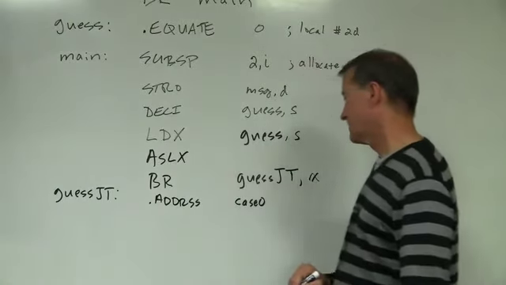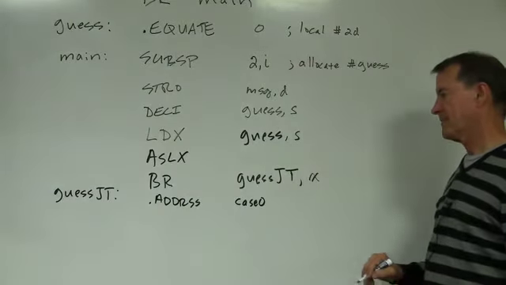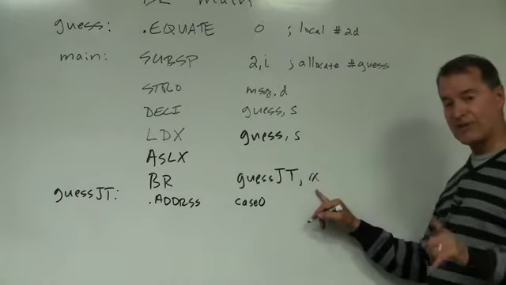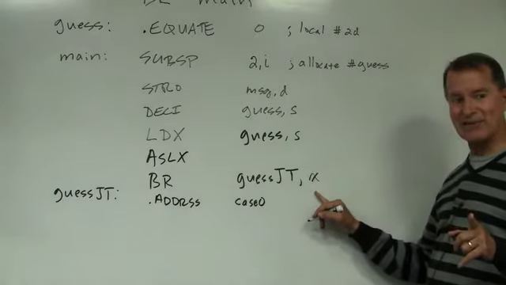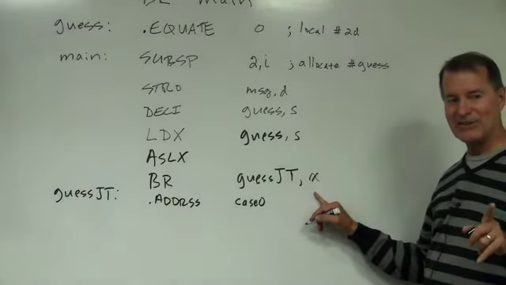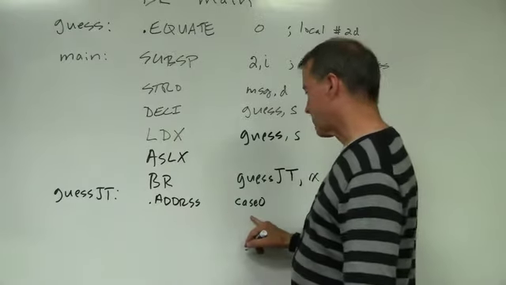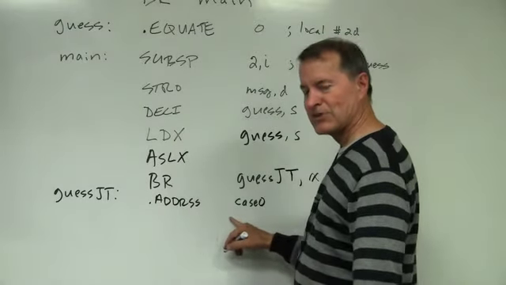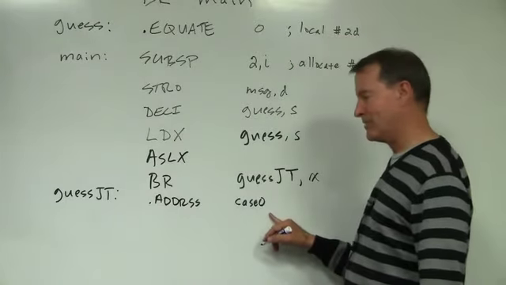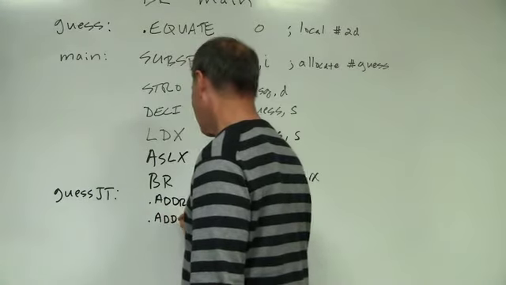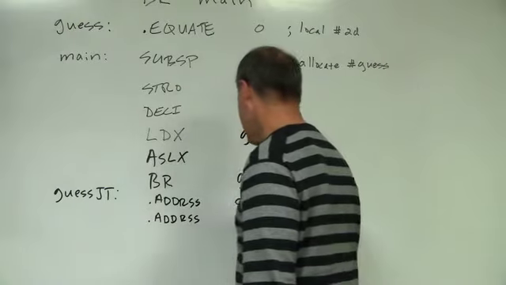So why are you branching to the next line? No, we're not branching to the next line because this is indexed addressing. You'll see very shortly. So this is the first entry in the table. The next entry in the table is what? Address case 1. Yeah, case 1.